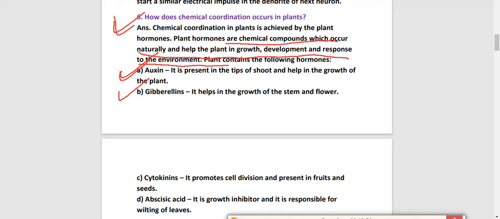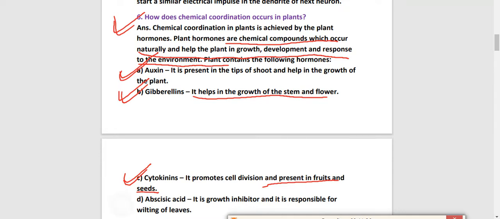The next hormone is called gibberellins. They are present in the stem and flower, and they help in the growth of the stem as well as the flower. Next we have cytokinins. Cyto means cell and kinins means division. So this cytokinin hormone helps in cell division. They promote cell division, and they are present in fruits and seeds, right? So these three hormones, auxins, gibberellins and cytokinins, are known as growth promoter hormones. They help in the growth of the plant, right?